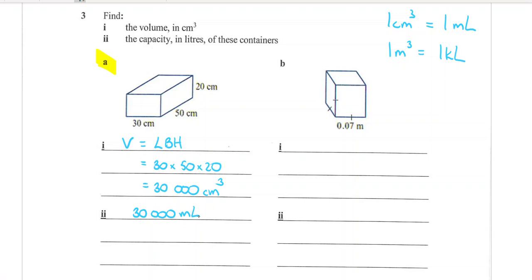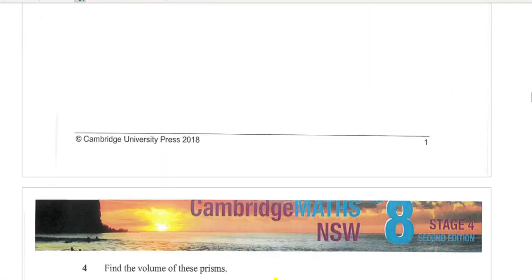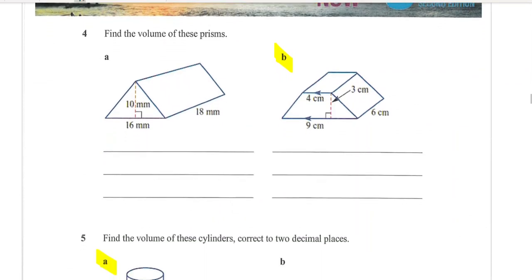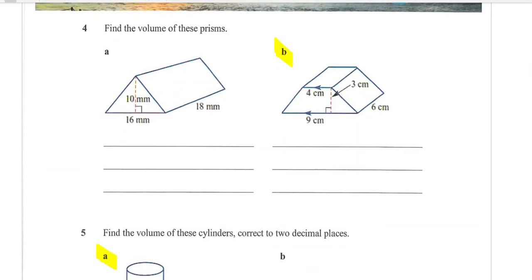But the question says, find the capacity in liters. How do I change milliliters to liters? Divide by 1,000. So that's 30 liters. Okay? Are we nearly done? Nearly. Oh, I thought I'd do the hard one of these. I left the easy one for you. I'm going to do the trapezium. So this is a trapezoidal prism.